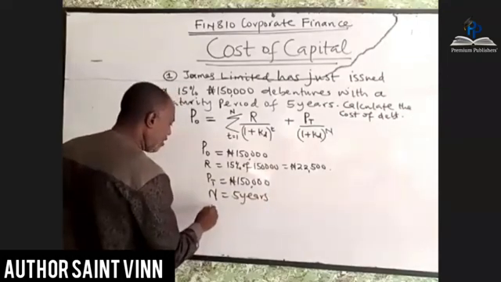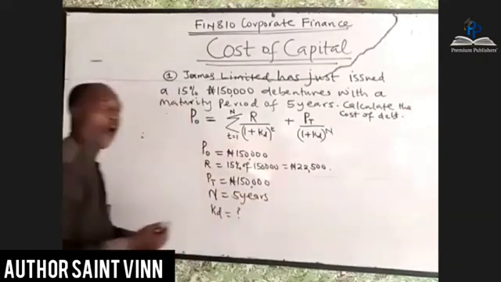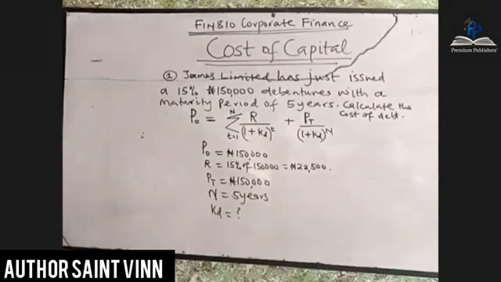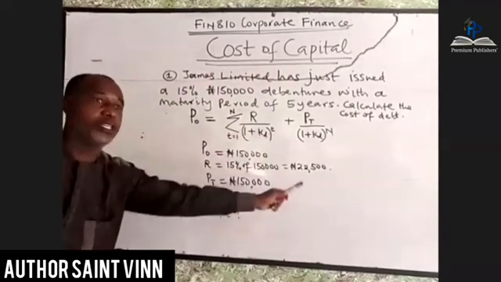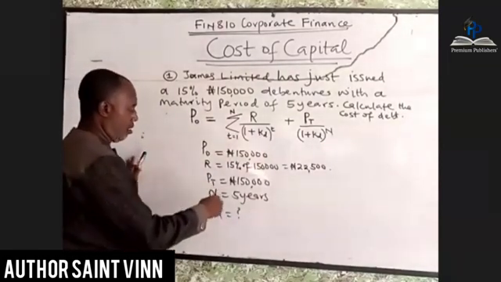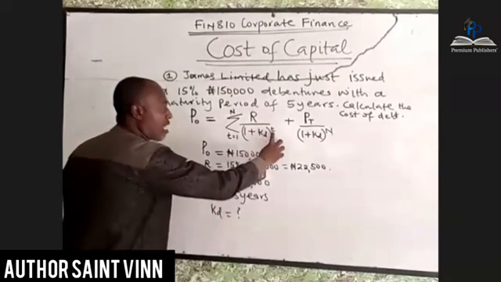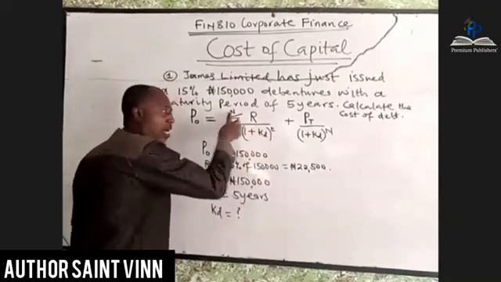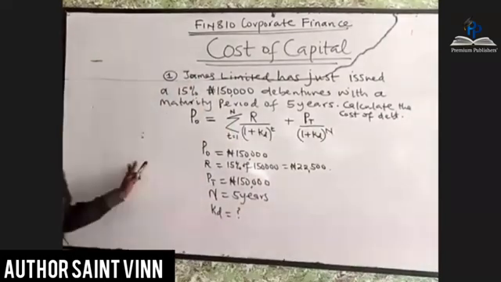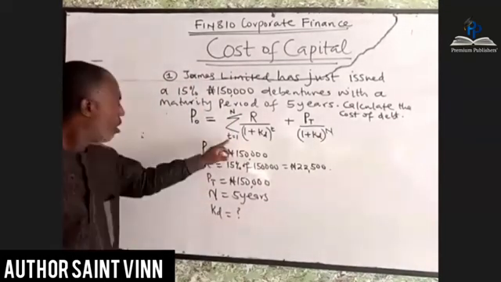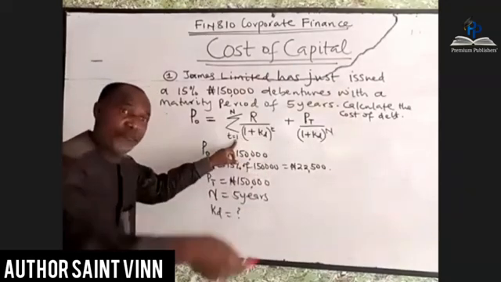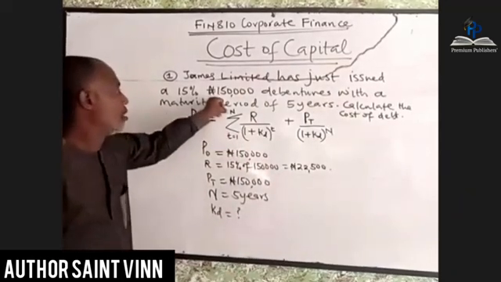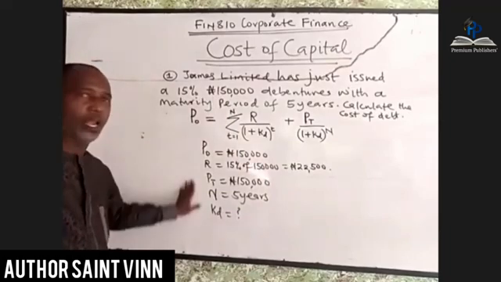Then Kg, we are looking for the rate. So small t is clear, running from 1 to 5, because it is 5 years. N alone is 5. Maturity is 5 years, so you will start from year 1, year 2, year 3, year 4, year 5. Is it clear?